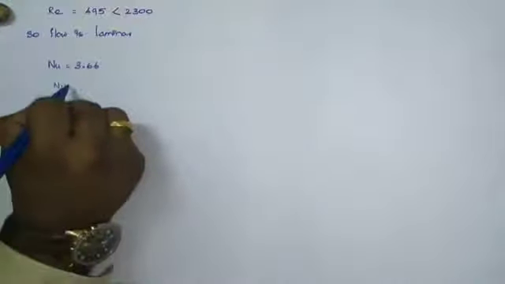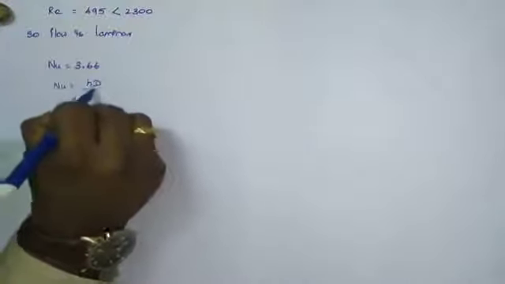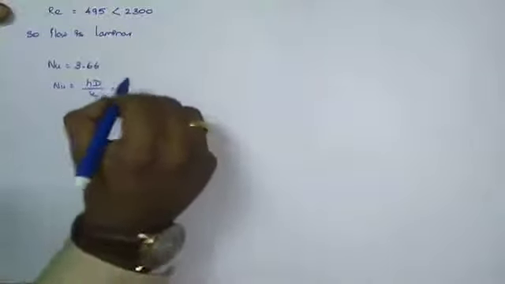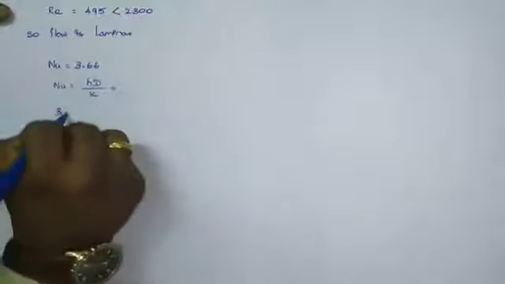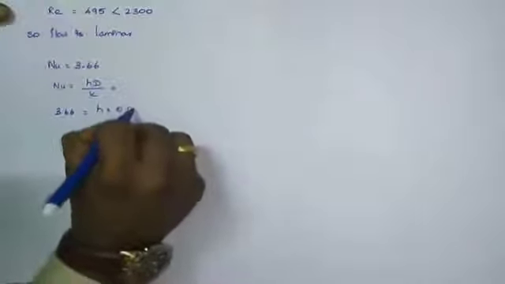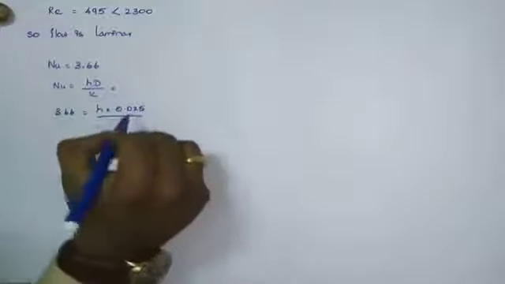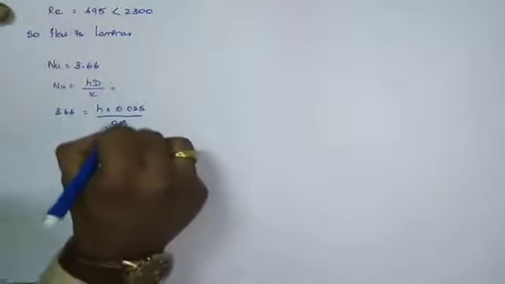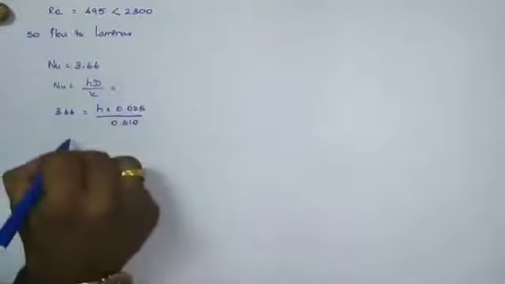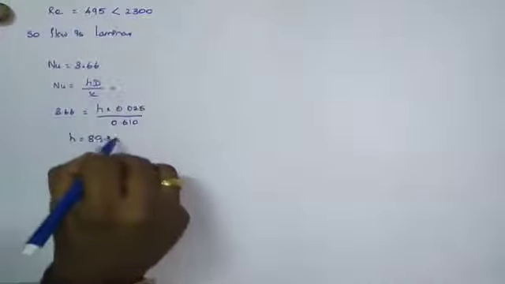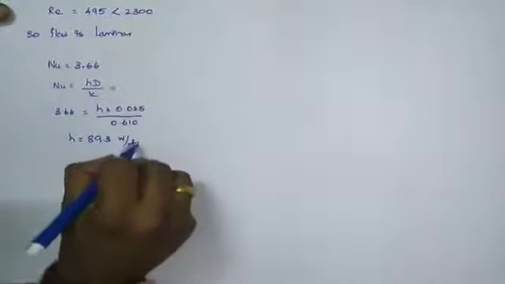For laminar flow, the Nusselt number value is 3.66. So you know that Nu equal to hD divided by K. From this equation, just find out. So 3.66 equal to h into diameter 0.025 divided by the value of K, 0.610. Find out the value of h. h equal to 89.3 watt per meter squared Kelvin.